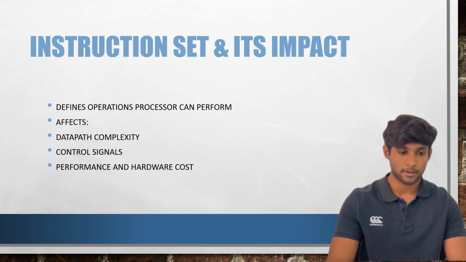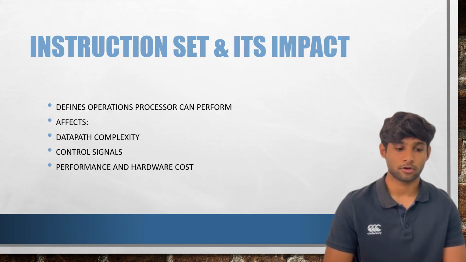So now I will talk about instruction set and its impact. The instruction set determines what operations a processor can perform. It heavily influences the CPU internal structure because the data path and the control must be designed to support each instruction. A complex instruction set increases hardware complexity but may reduce the number of instructions needed for a task. A simpler instruction set reduces complexity but may require more instructions. So the ISA plays a major role in processor performance and efficiency.